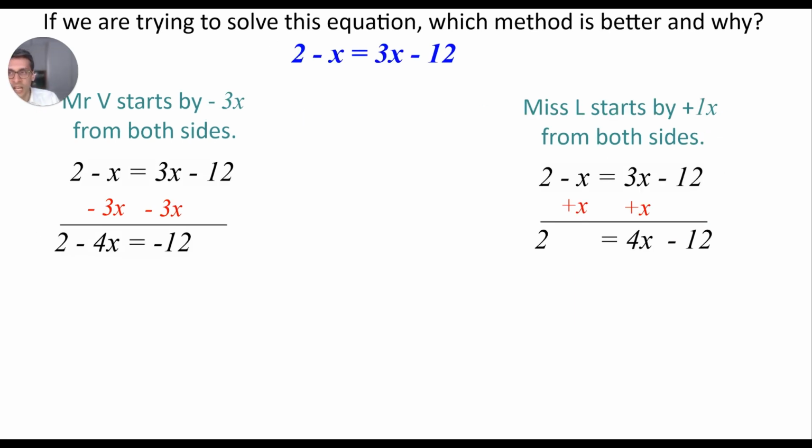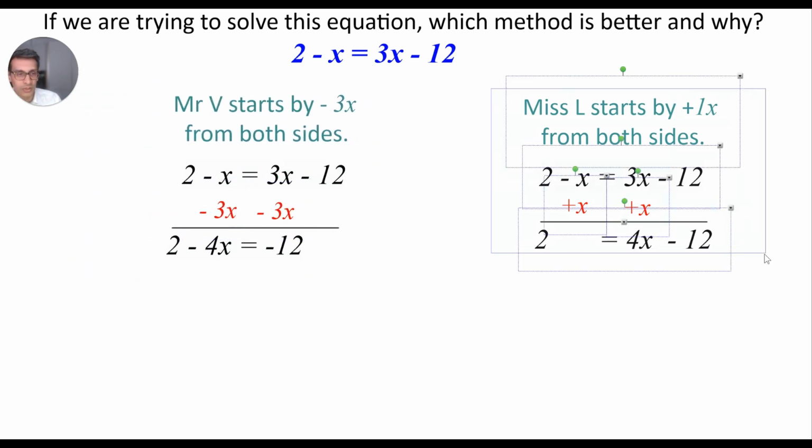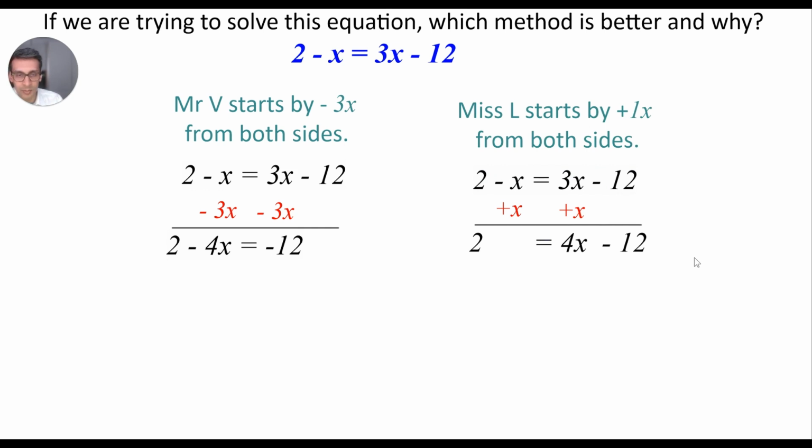Okay, so have a look at this and decide which person is using the best method as a first step. Okay, so pause the video if you need more time, but I'm going to just explain to you that adding x to both sides is probably better because you end up with 4x rather than taking away 3x, because then you end up with negative 4x there. So Miss L is doing the preferred method.